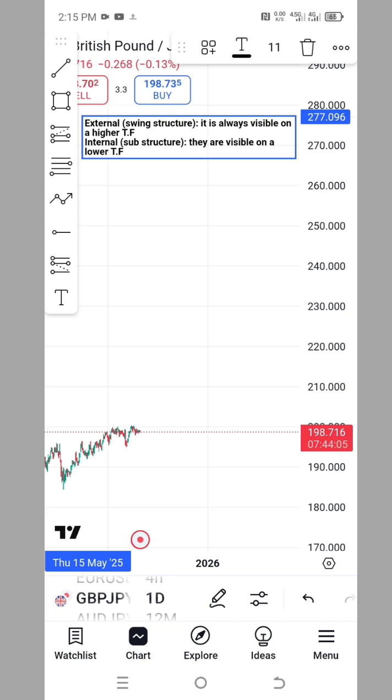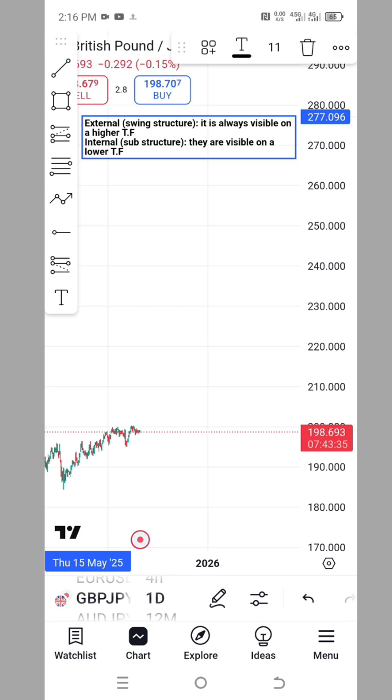As a day trader that I am, my higher time frame cannot be the same higher time frame a scalper or a swing trader has. My own higher time frame maximum is 1 day. This 1 day is like a swing trader's entry, and I don't think a scalper needs anything to do with 1 day. So external swing structure is always visible on a higher time frame, and your higher time frame differs.